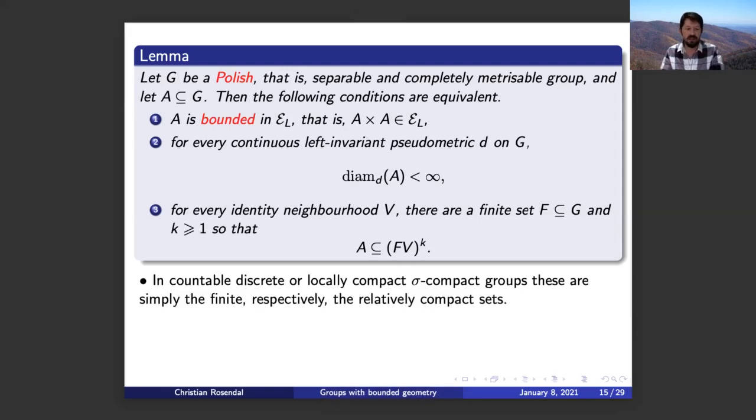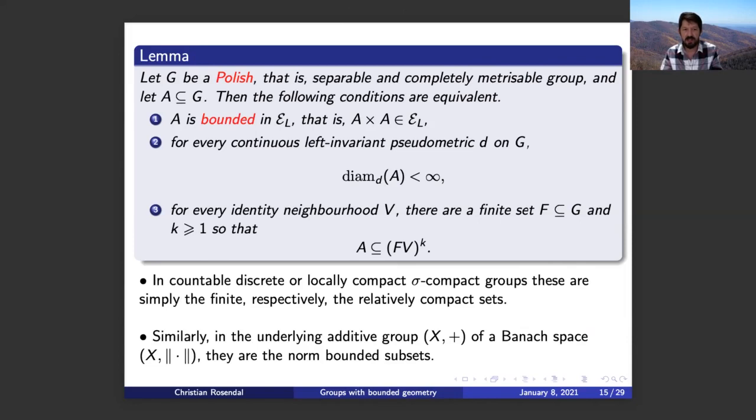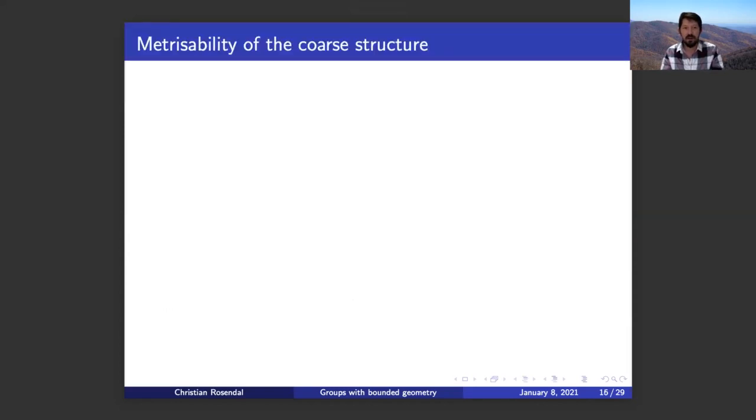Okay, so this gives us a bit more hold on things. In countable discrete or locally compact sigma compact groups, the bounded sets are simply the finite sets, respectively the relatively compact sets. So these are just the sets you would expect to be small in these topological groups. Similarly, if you start out with a Banach space and you forget all about the linear structure, but you only retain the topology and the addition, then you get an additive topological group. The bounded sets in here are exactly the norm bounded sets. So this is nothing else than what you'd expect. Again, it still remains somewhat complicated.